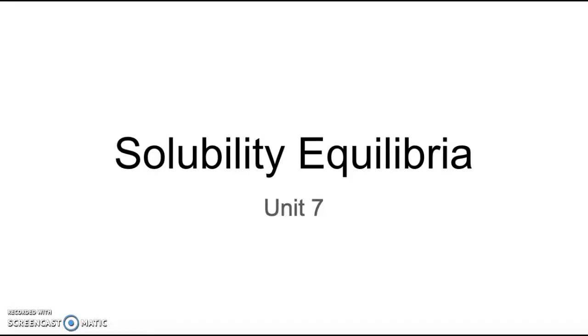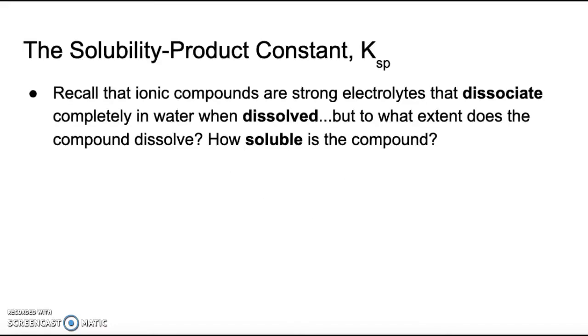Hi everyone, welcome back. Today we're going to talk about a different type of equilibrium, and that's going to have to do with solubility and what happens when an ionic compound dissolves. So what we're going to be talking about is something called the solubility product constant. This is another type of equilibrium constant, so capital K, but now the subscript is SP for solubility product.